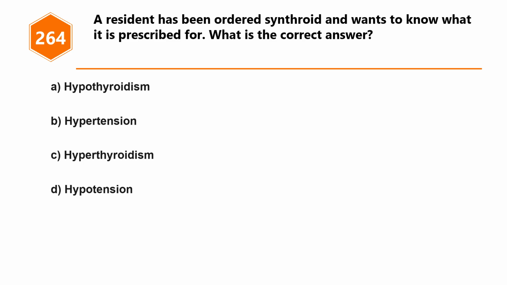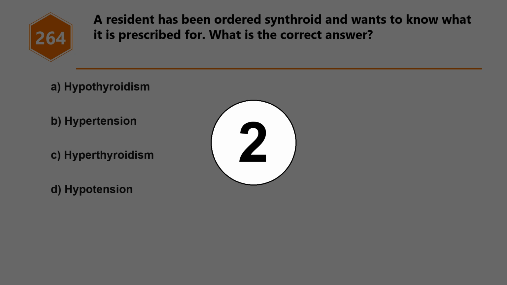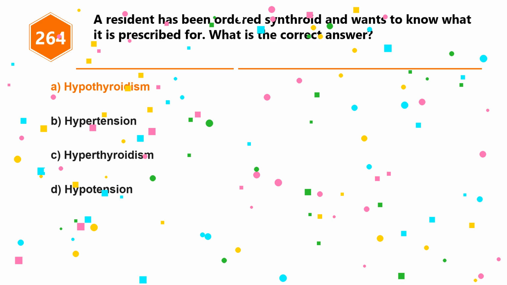Option A, hypothyroidism. Option B, hypertension. Option C, hyperthyroidism. Option D, hypotension. The correct answer is option A, hypothyroidism.